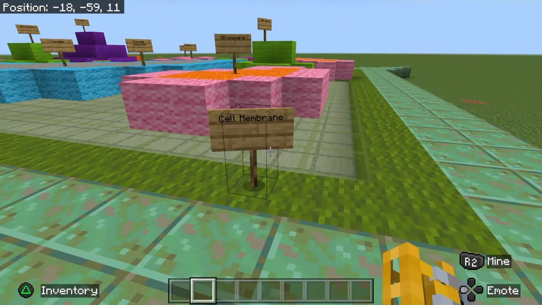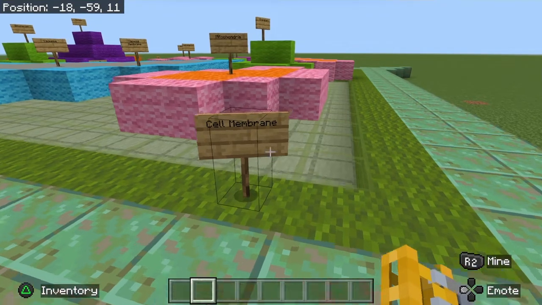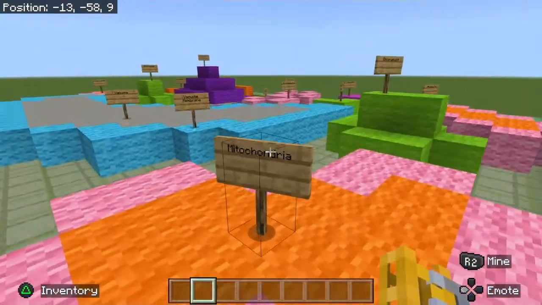Next, we will move on to the cell membrane, which is a thin, flexible layer outside the cell that allows some things to pass through and other things not. It also holds the cell's contents inside.